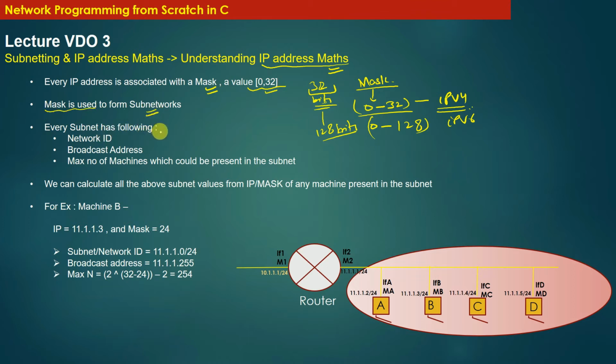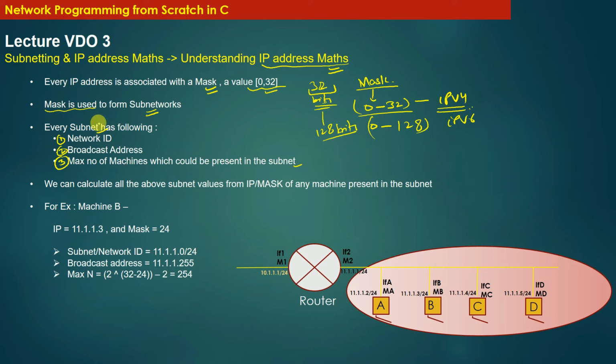So when we say that we have a subnet, we should know the following three pieces of information regarding the subnet. That is the network ID of the subnet, the broadcast address of the subnet, and the maximum number of machines which could be present in the subnet. It is true that you cannot place as many machines as you want in a given subnet. There is a maximum limit on the number of machines which you can connect to a given subnet.